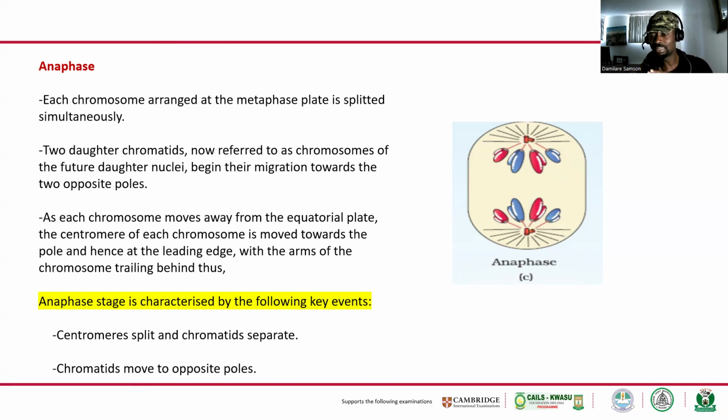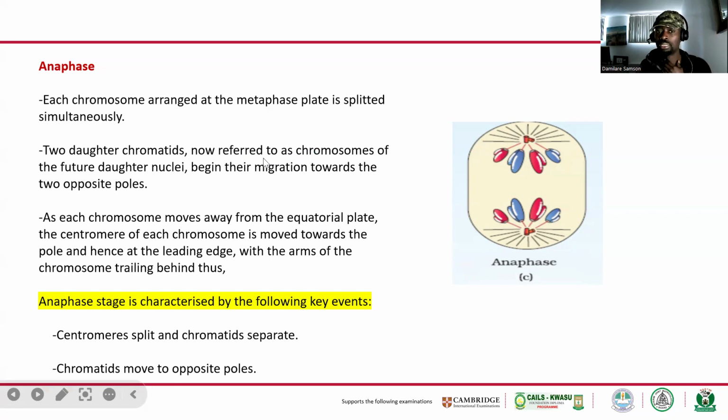Remember, two chromatids come together at the centromere to form the chromosome. Now, those chromatids will separate. The chromosome will separate. Then you will have two daughter chromatids. It's not referred to as a chromosome. We don't call it a chromosome again. We call them chromatids. Remember, chromatids form a chromosome when they come together.